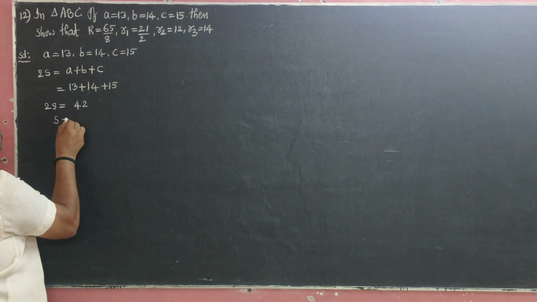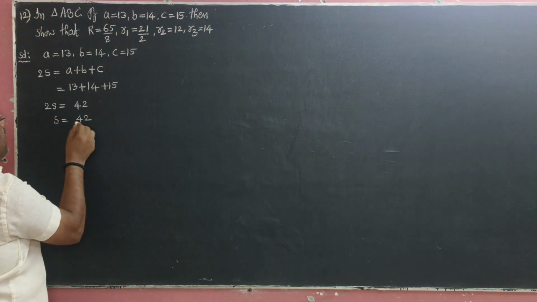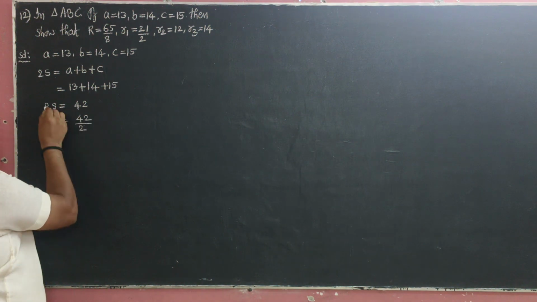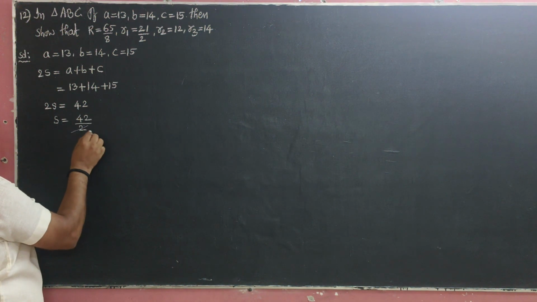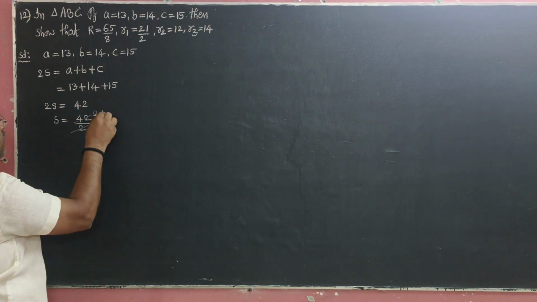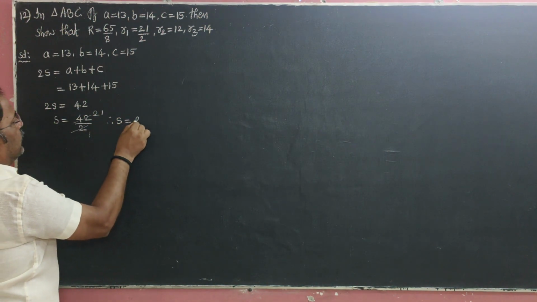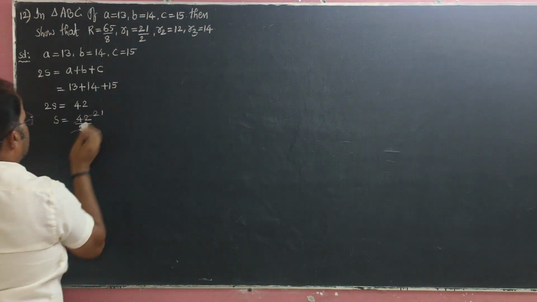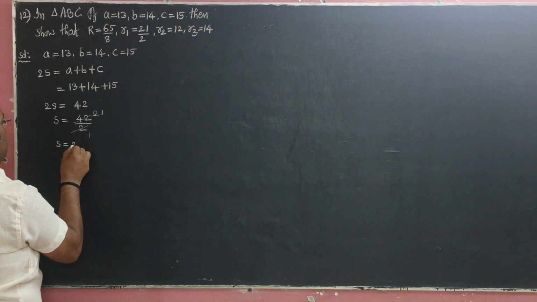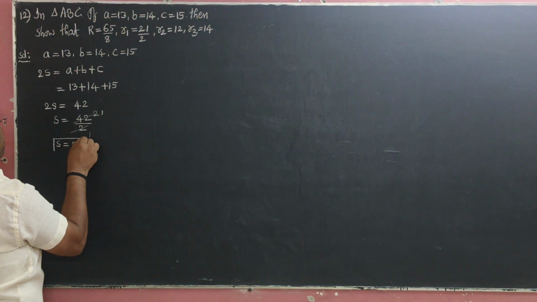So s equals 42 by 2, which is divisible: 2 ones are 2, 2 and 1. Therefore the s value is 21. Clear? So the s value is completed.